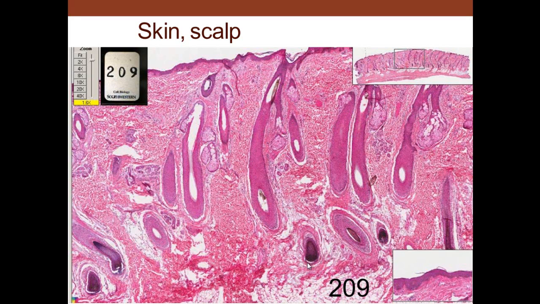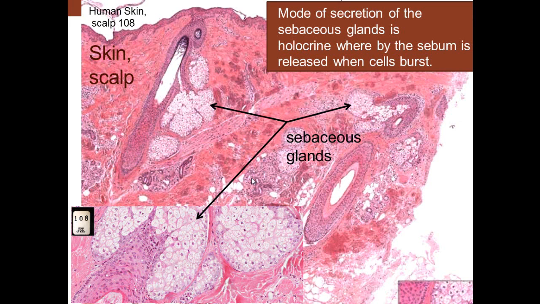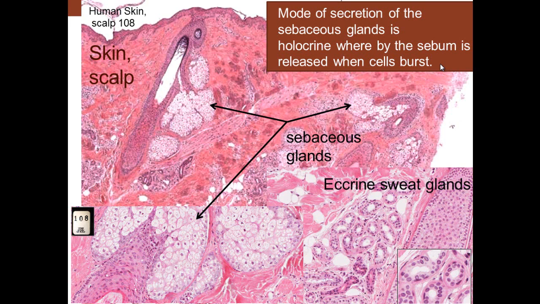And it's in this region that we have the melanocytes that give the hair its color. Again, we can see the hair follicle itself. The growth occurs from down here. Hair projects up through there. Sebaceous gland, as we can see. And the mode of secretion of the sebaceous gland is holocrine secretion, where the contents are discharged when a cell bursts. When a cell bursts, the whole cell is the secretion itself.